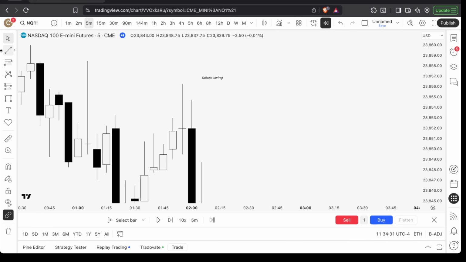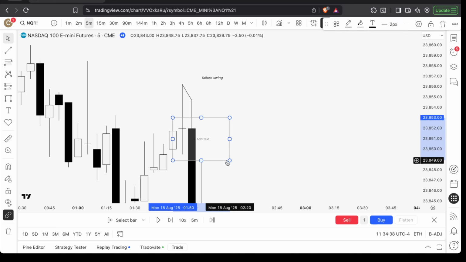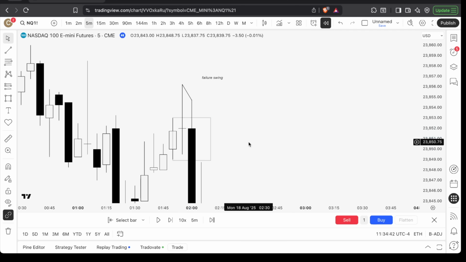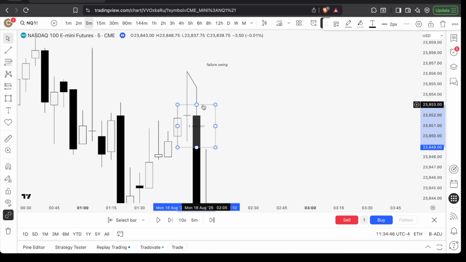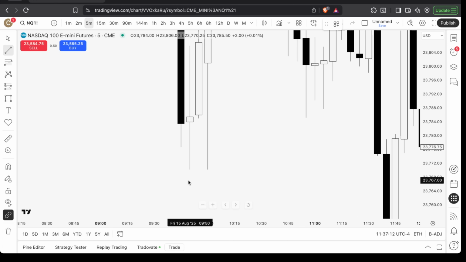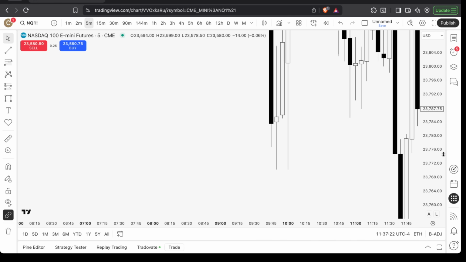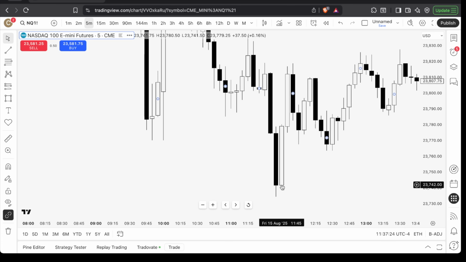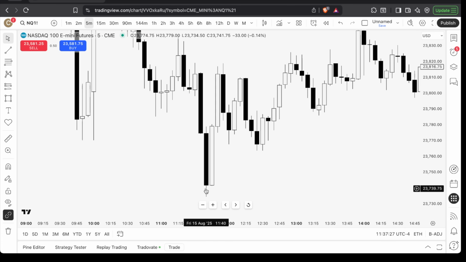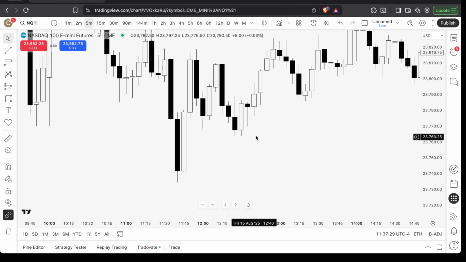You can see the same thing happening on 5 minutes. Also a range. Well, the range is not obligated to be. This is just giving you a better view. And this really wasn't a failure swing. Well, this was not really a failure swing. 11:45. It wasn't that really close.